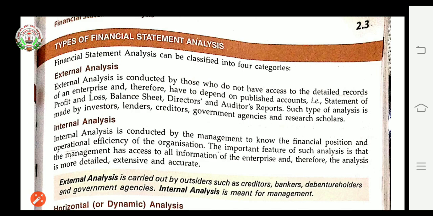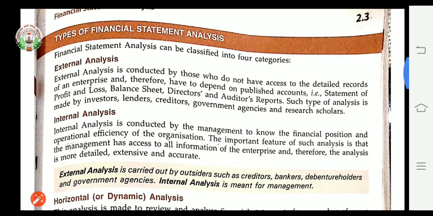Now the important feature of this analysis is that the management can access all the information of the enterprise. The management can see the detailed records like assets, journal, ledger, balance sheet, everything. As they are seeing all the information of the enterprise, their analysis will be more detailed. Means this internal analysis will be in a more detailed manner. It will be extensive, meaning it will be large in amount. Accurate means it will be correct, accuracy will be there.